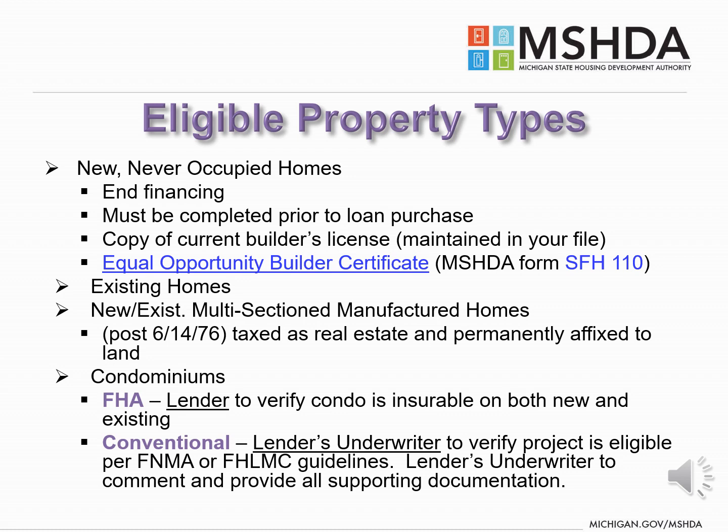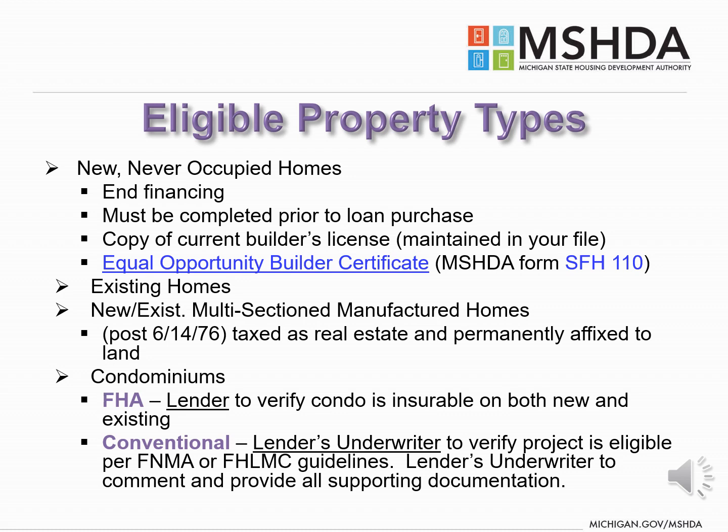Eligible property types. MSHDA allows new, never occupied homes. If you have a new construction, it must be the type that has a construction loan and then an end loan. The MSHDA loan will be the end loan. The home must be completed prior to loan purchase. A copy of the current builder's license must be maintained in your file. MSHDA will require the signed Equal Opportunity Builder Certificate to be submitted with the MSHDA loan.